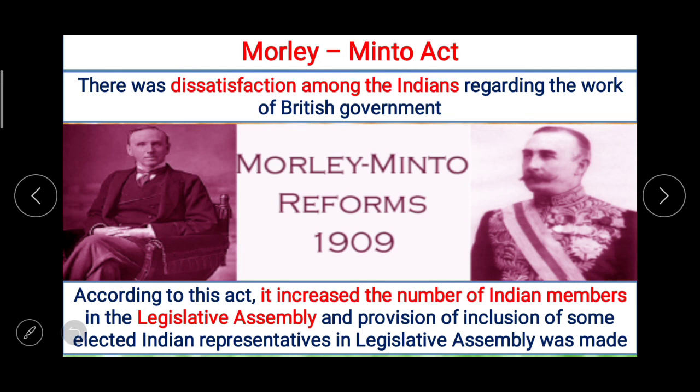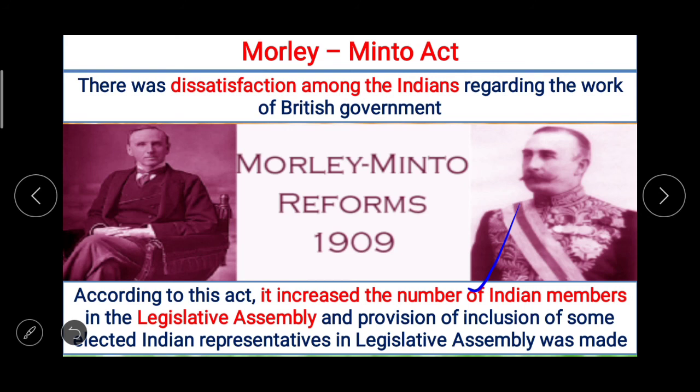And to solve this or to suppress this by using other way or other method, in 1909 the Morley Minto Reform Act was passed, and according to this act it increased the number of Indian members in the Legislative Assembly, and provision of inclusion of some elected Indian representatives in Legislative Assembly was made. In the same act, separate electorates were provided to the Indian Muslims, and due to this conspiracy of the British, the seeds of division of India were sown.